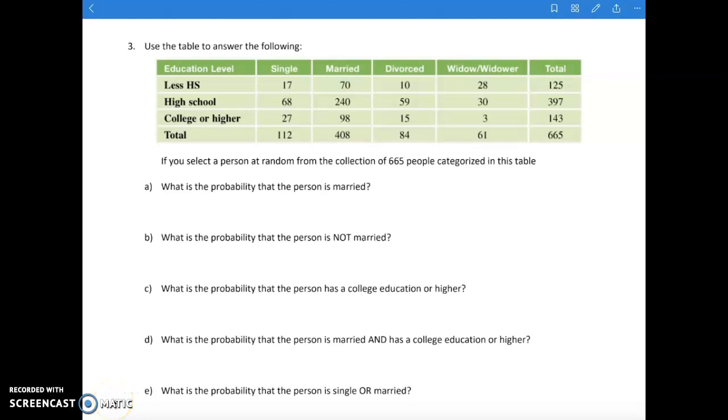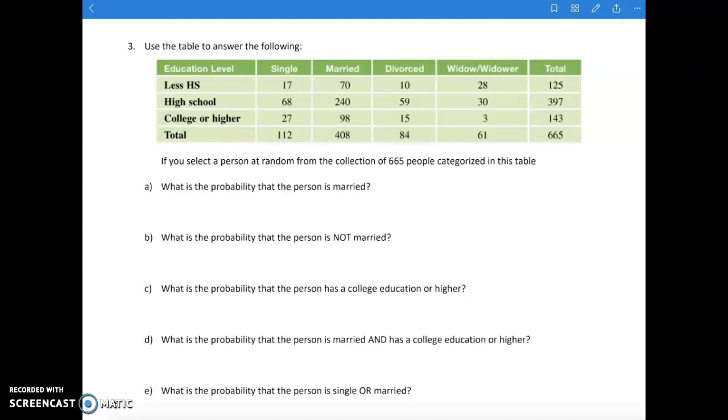Let's use the table to answer the following probability questions. So what we have is various education levels recorded and various relationship statuses recorded for a group of people. And the question is, if you select a person at random from this collection of 665 people, what are the various probabilities?